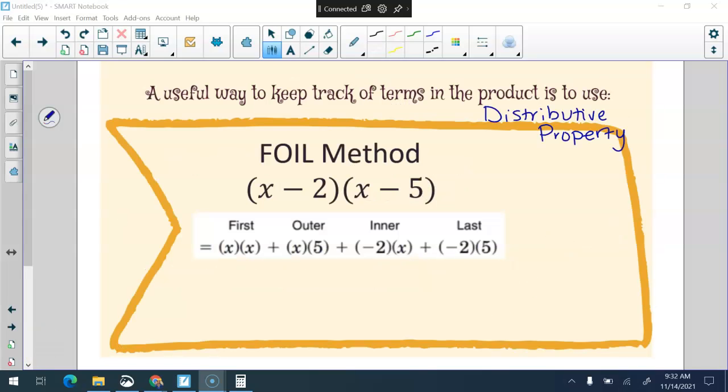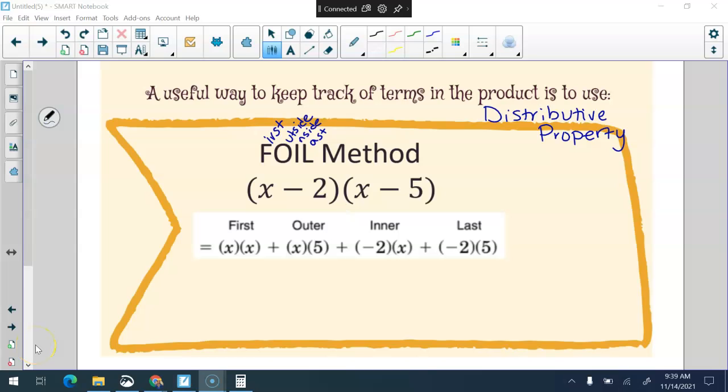One way of multiplying binomials is by using the distributive property. The acronym FOIL stands for first, outside, inside, last, and it helps you organize how you're multiplying and distributing these binomials. We're going to multiply these binomials because there's no operation in between those parentheses, so that's assuming.